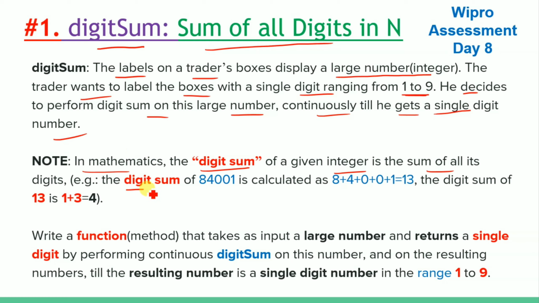For example, the digit sum of 84001 is calculated as the sum of all the digits, which equals 13. The digit sum of 13 again is 1 plus 3 equals 4.